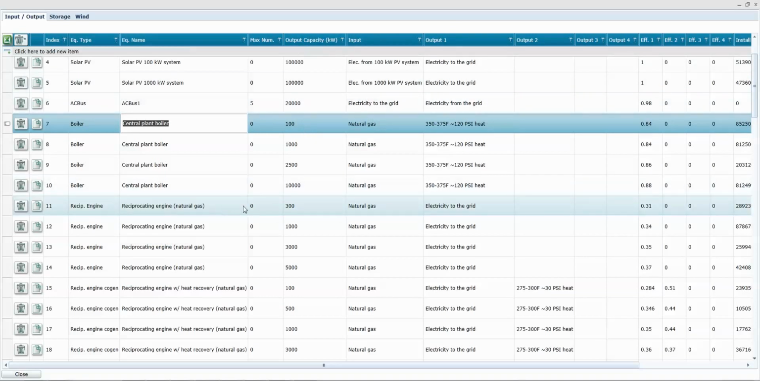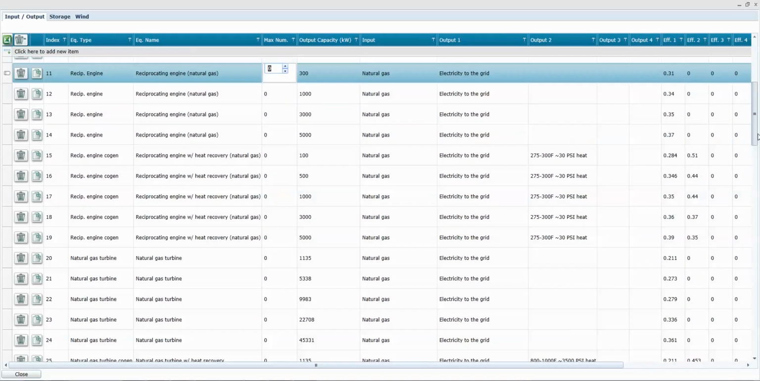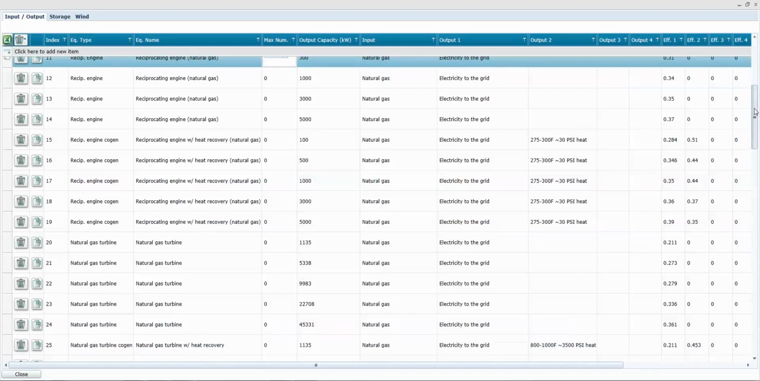Reciprocating engines, this is just a natural gas engine, very much like a car engine, but running on natural gas and being used primarily to produce electricity. We have reciprocating engines that also capture with waste heat recovery equipment on them, so you can do cogeneration, producing power and heat at a central plant. Natural gas turbines just for electricity, and then further down here for electricity and capturing waste heat.